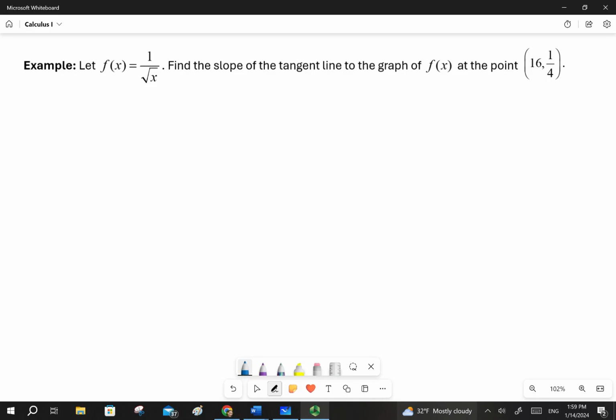Let f of x equal 1 over the square root of x. Find the slope of the tangent line to the graph of f of x at the point (16, 1/4).